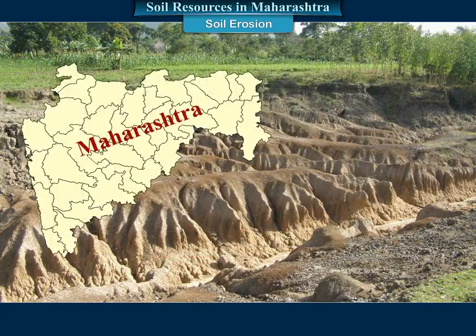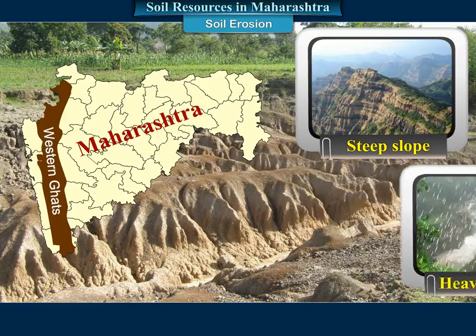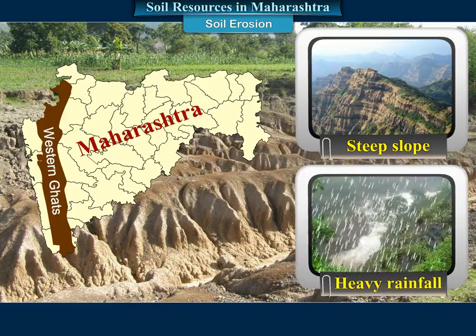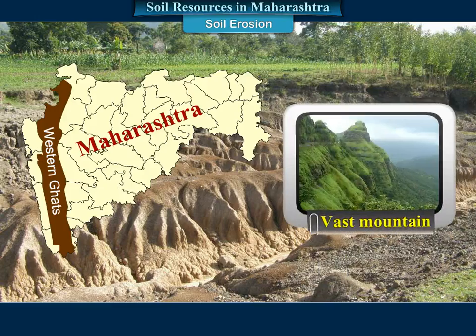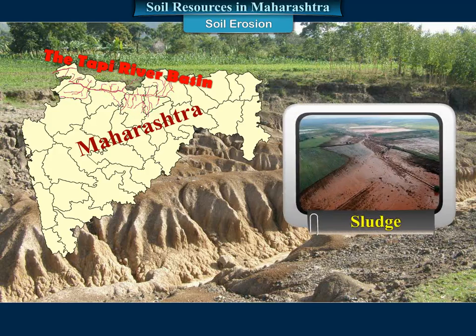In Maharashtra, soil erosion is rampant in many areas like the steep slope and the heavy rainfall area of Western Ghats. The vast mountainous regions spread on both the sides of the Western Ghats, the floodplains of Tapi River, and the areas where there is sludge are largely affected by soil erosion.